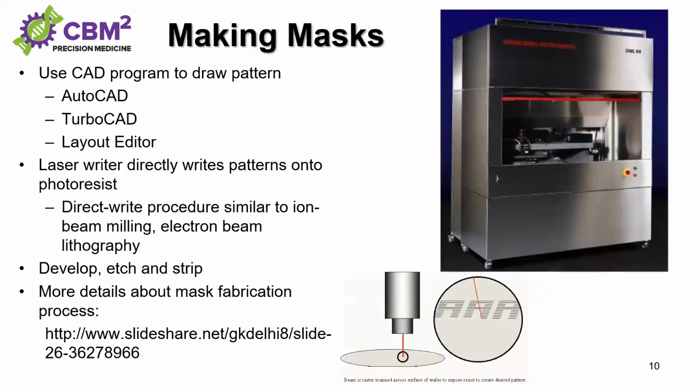And how do we make a mask? First of all, we use CAD software to draw patterns. Then we buy a substrate which consists of glass or quartz with a thin layer of chrome, and on top of that, the photoresist is coated. And then we use either E-beam lithography or ion beam milling, or there are also pattern generators.